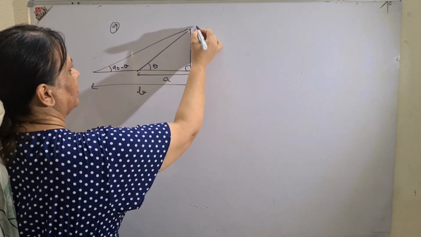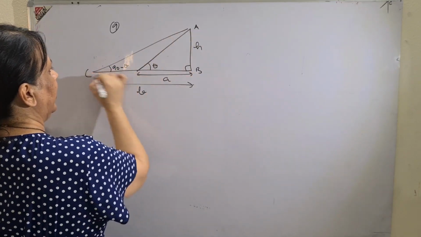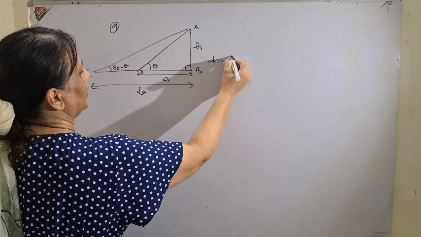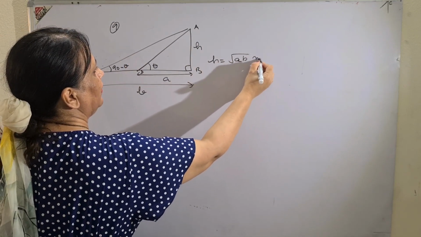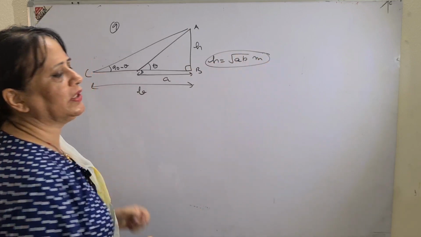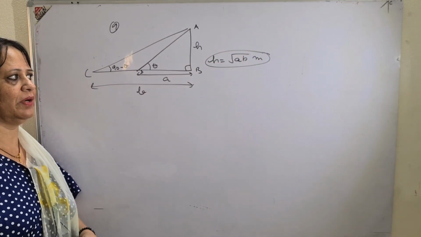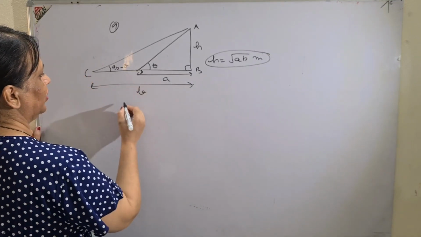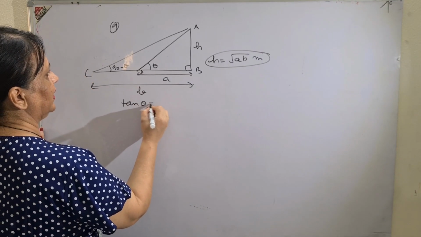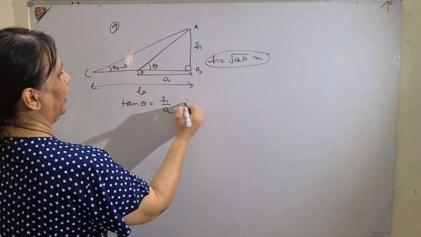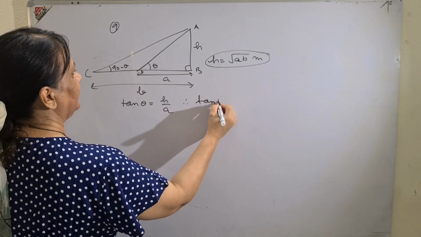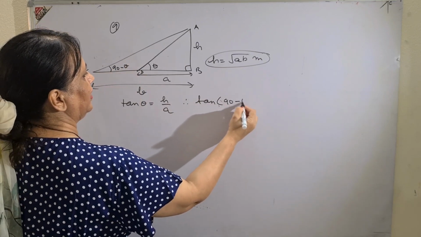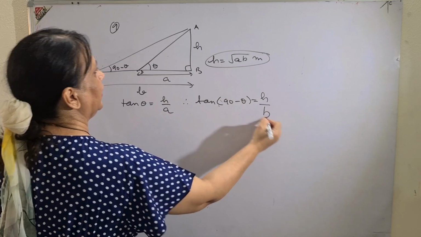Let h be the height of the tower, A, B, C and D. Let h be the height of the tower, and I have to prove that h is equal to root AB meter. This is again an expression question. First time you are doing sums of expressions, but once you do them, they are very, very easy, easier than the numerical ones. So again, tangent theta I take, it is h upon A, and beta you cannot take because it is 90 minus theta, so you take tangent 90 minus theta, h upon B.